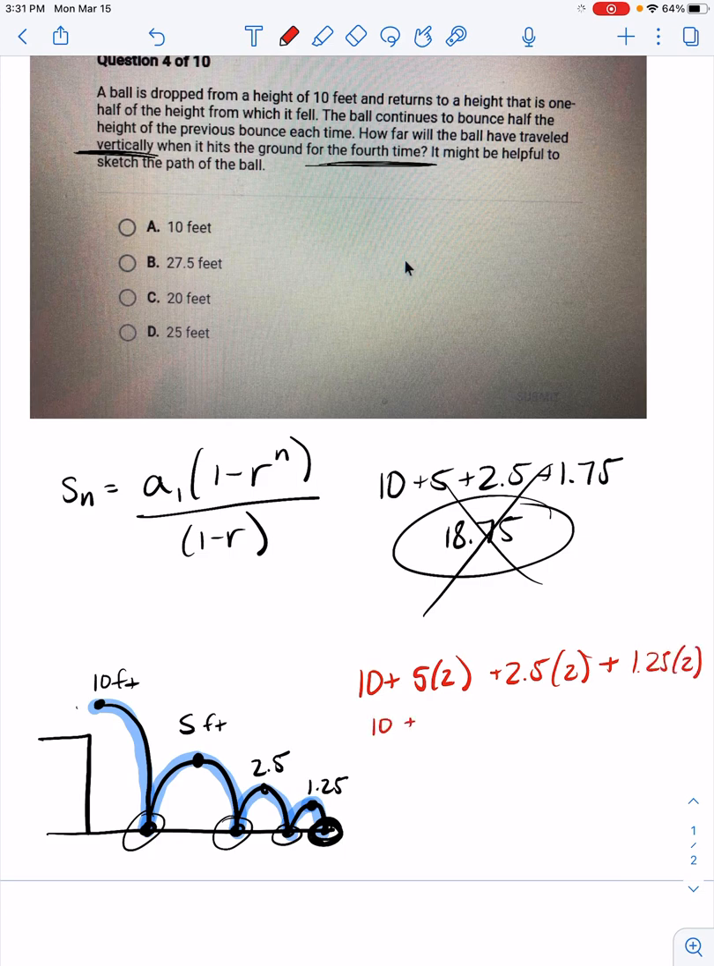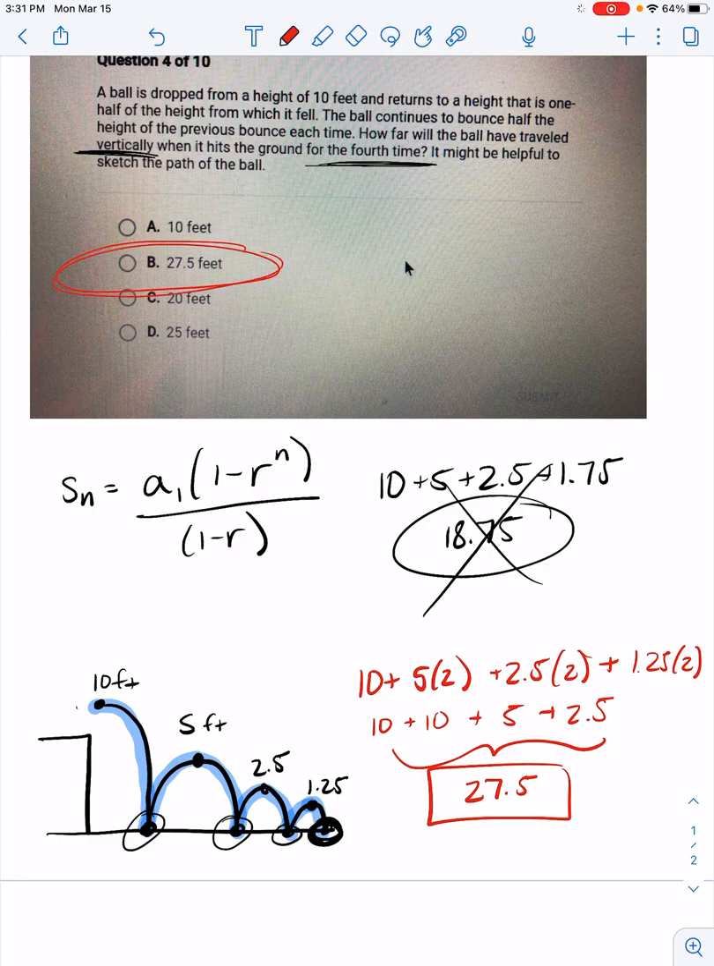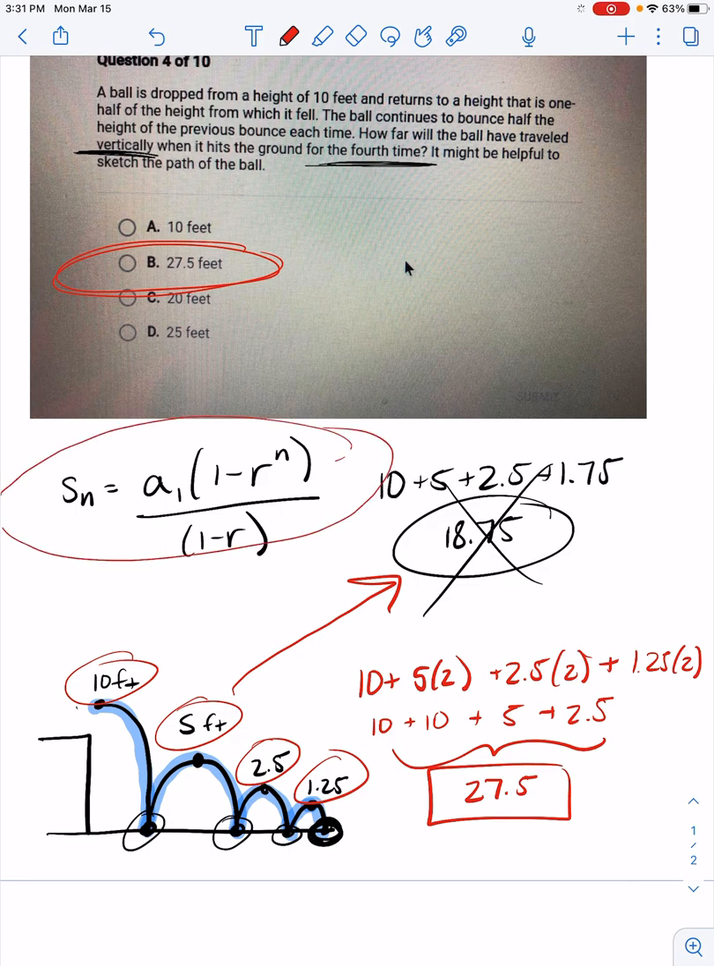So this is 10 plus 10 plus 5 plus 2.5. And if you add those all together, that's 25 plus 2.5, 27.5, which is eventually where you would get your correct answer, okay? So that is definitely a little bit more difficult, because if you just add these numbers, you're going to get the partial sum, which is right there, what we got, 18.75, when we use the formula. That's different than what this application problem is technically asking for, okay?